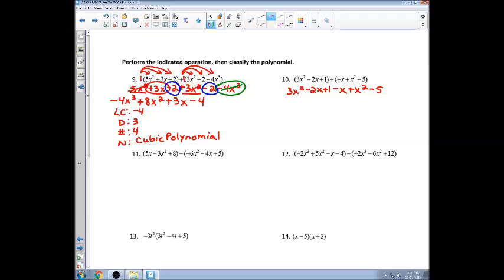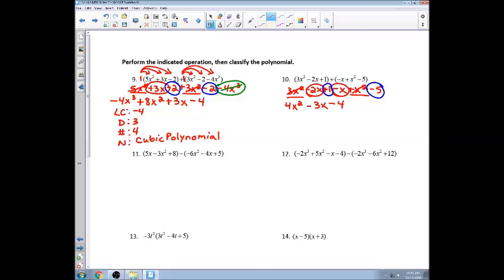Okay? We need to look for our largest degree, which is 2. I have a 3x squared. Is there another x squared? Yes, there is. It's positive x squared. So 3x squared plus x squared would be 4x squared. Those are done. Now I'm going to look for an x. I have negative 2x, and I have negative x. Well, negative 2x minus x would be negative 3x. Then I have a positive 1 and a negative 5. 1 minus 5 would get me negative 4.